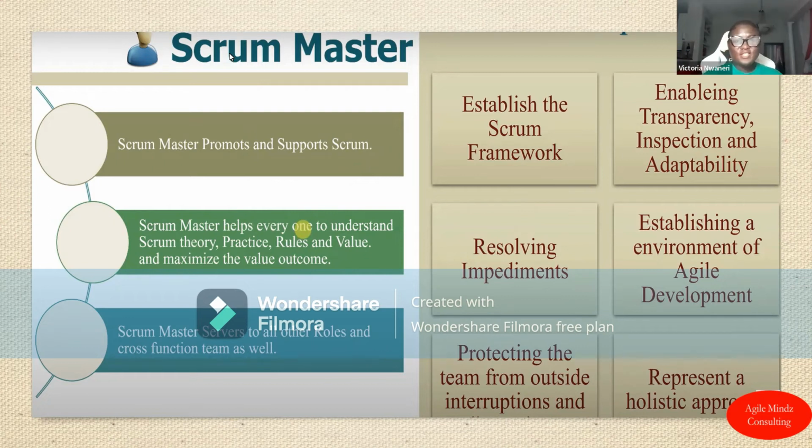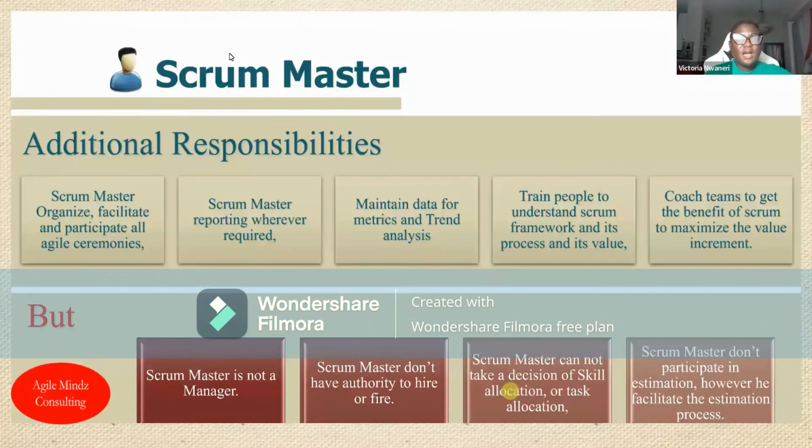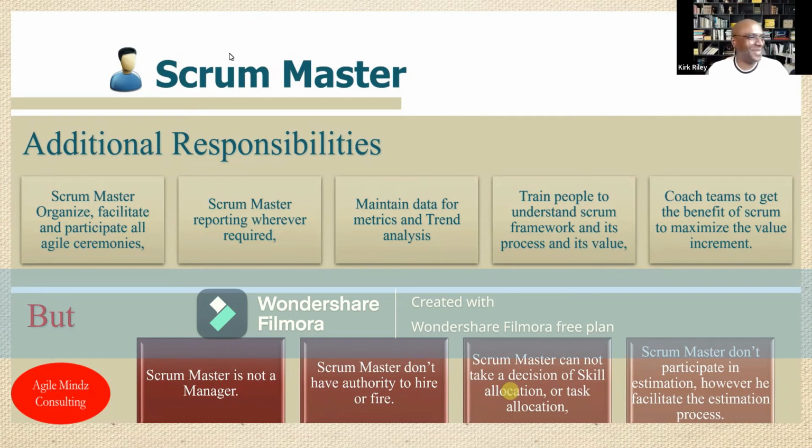All right, so what about what a Scrum Master should not do? I actually like this part. It says a Scrum Master is not a manager. A Scrum Master does not have the authority to hire or fire. I was actually doing an interview, so. A Scrum Master cannot make decisions on skill allocation of tasks. That's more of project management.